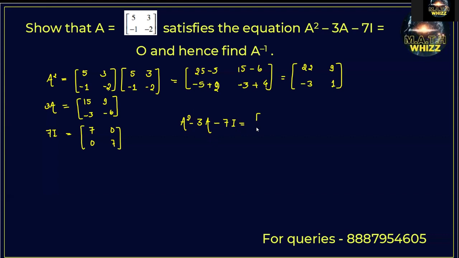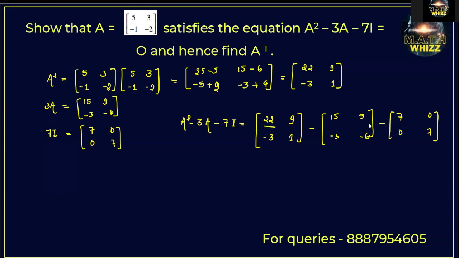Let's write everything in one place: 22, 9, minus 3, and 1; then 3A, which is 15, 9, minus 3, minus 6; and the last one, 7I, which is 7, 0, 0, 7. So 22 minus 15 and minus 7 will become 0.